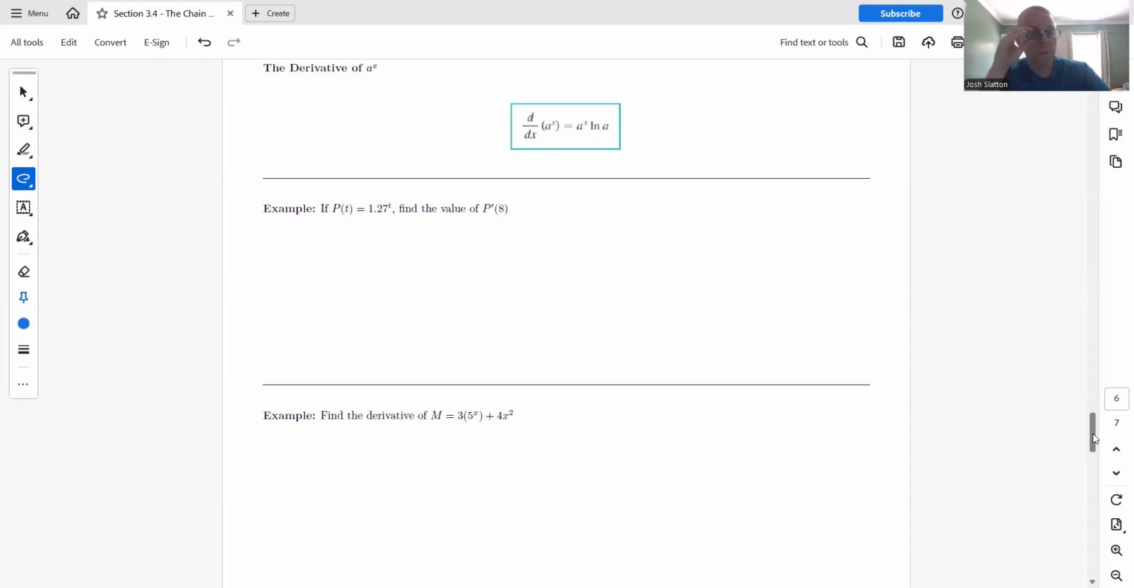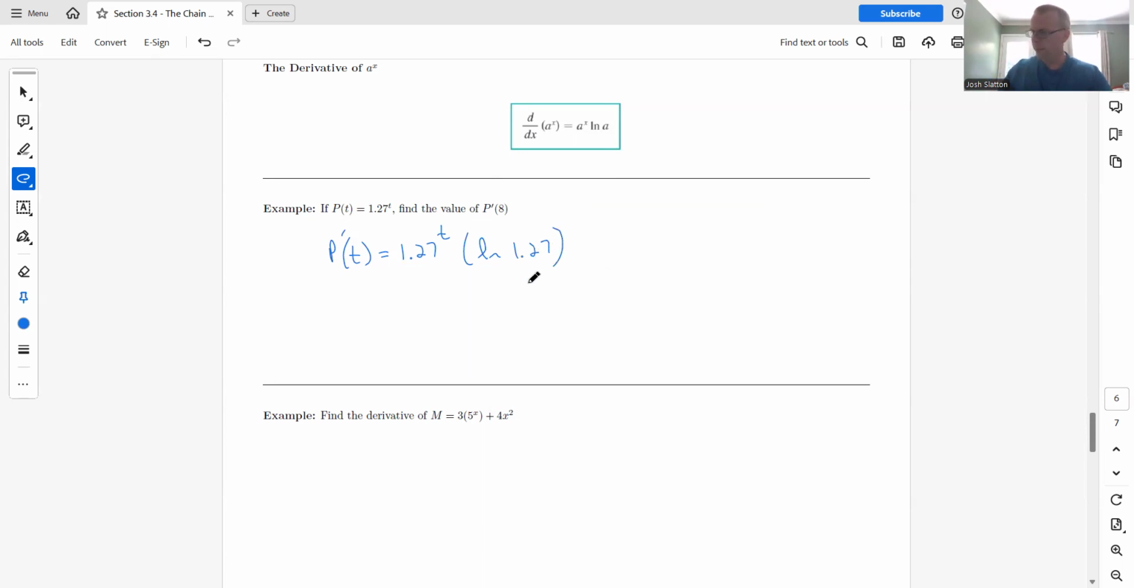Now, what if we have something else besides e to the x? We have a to the x, where a is some number. So then the derivative is a to the x times ln of a, ln of the base. So if we have p of t is 1.27 to the t, then the derivative would be 1.27 to the t times ln of 1.27.